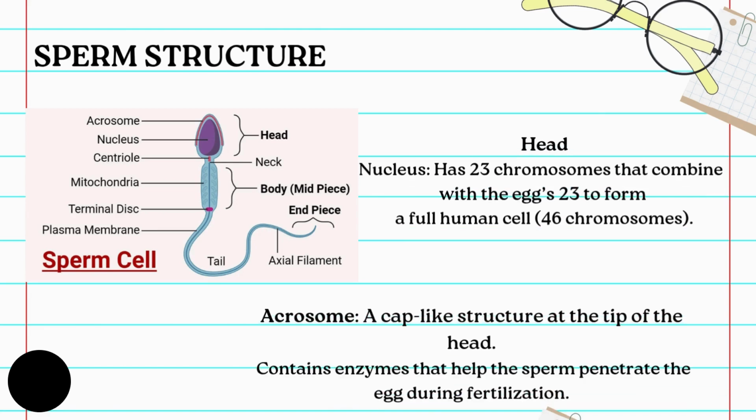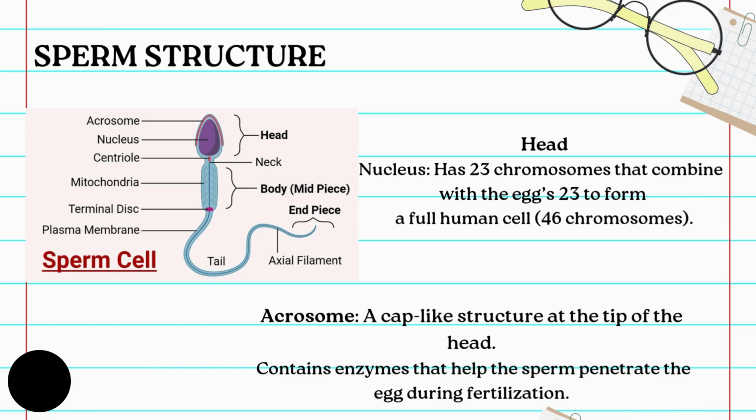So now we are looking at the mature features of a sperm. How does a spermatozoa, that is the name of a mature sperm cell, look like? The spermatozoa's body is broken into 3. We have the head, the mid piece, which is the body, and the end piece, which is the tail. The head contains the nucleus. The nucleus contains 23 chromosomes that will later meet 23 chromosomes from the egg and form 46 chromosomes, and that's going to be the zygote.